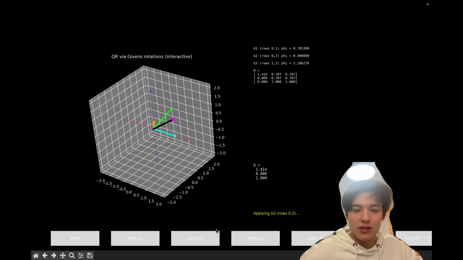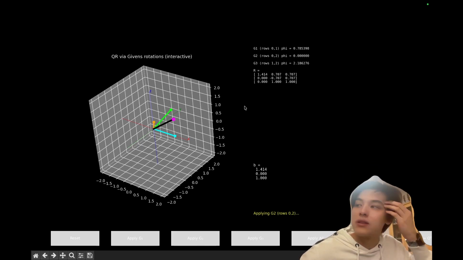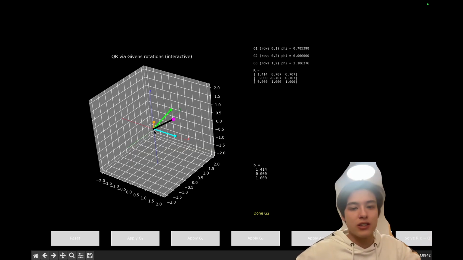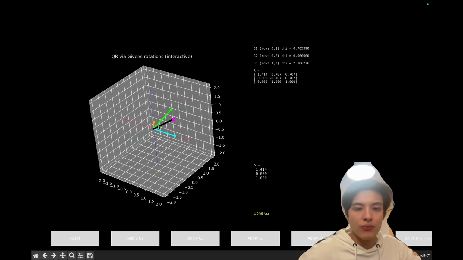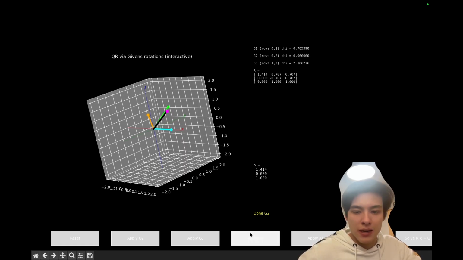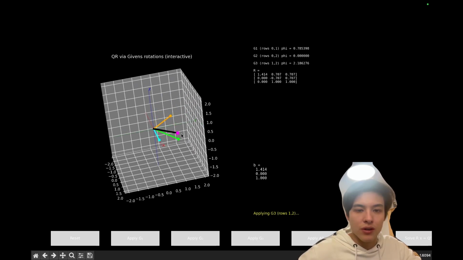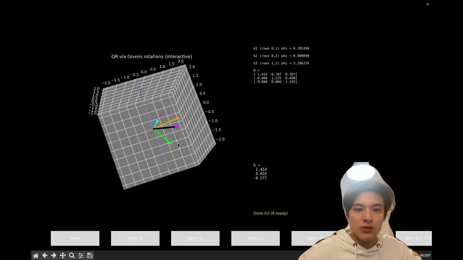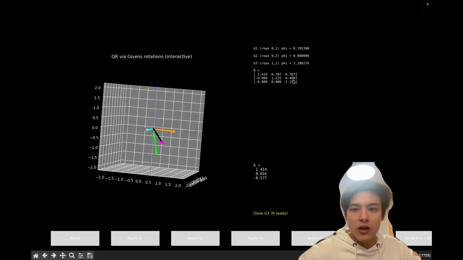Because it's already 0, maybe I should have done a different example, but this rotation would make the Z to 0, which it already is, and then G3 would make this part to 0. So we turn it down, and then we see here it got 0. Now we've got a triangular matrix.